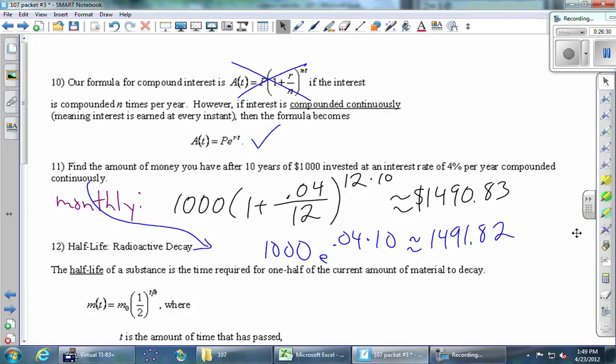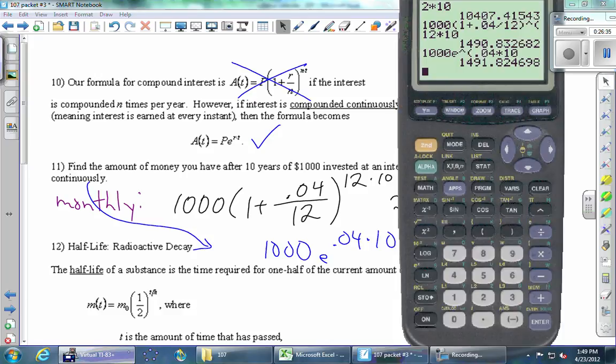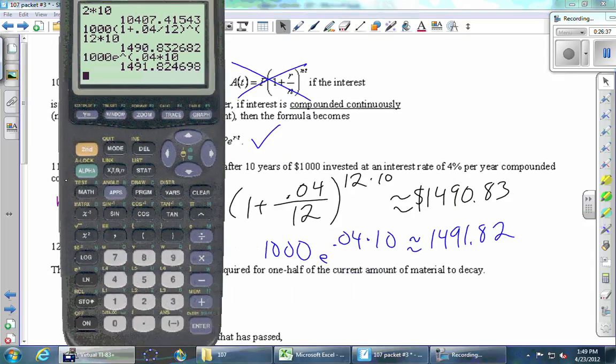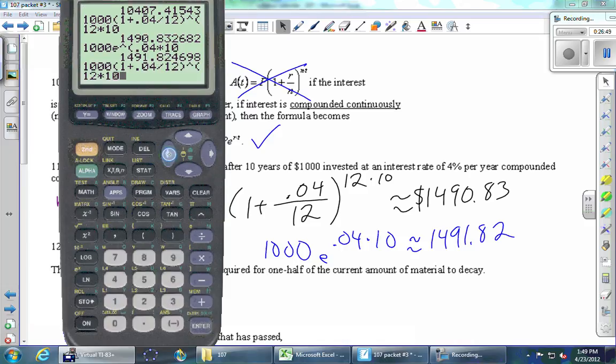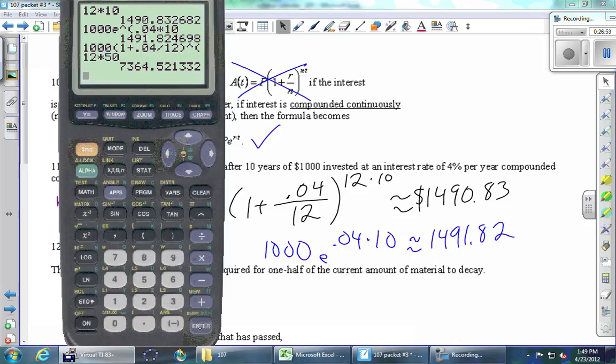Not good enough? All right, so if we want something more dramatic, I mean, it does start to separate, but let me do this. Suppose that you had something that wasn't just growing for 10 years, but rather was growing for 50 years. All right, so here's the original one. So 50 years growing, compounded every month. It's $7,364. That's after 50 years monthly compounding.